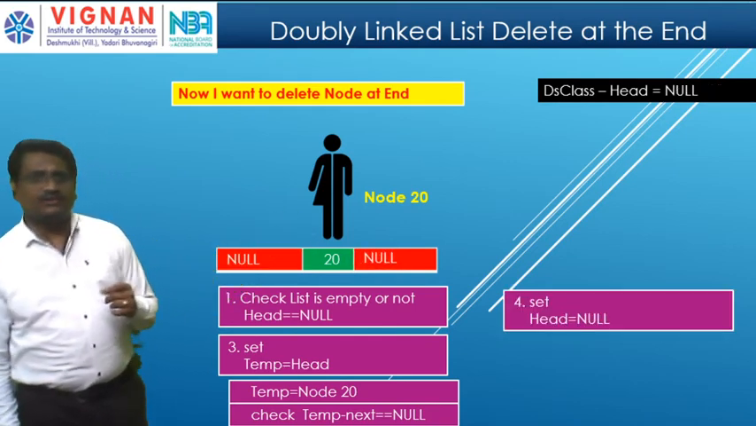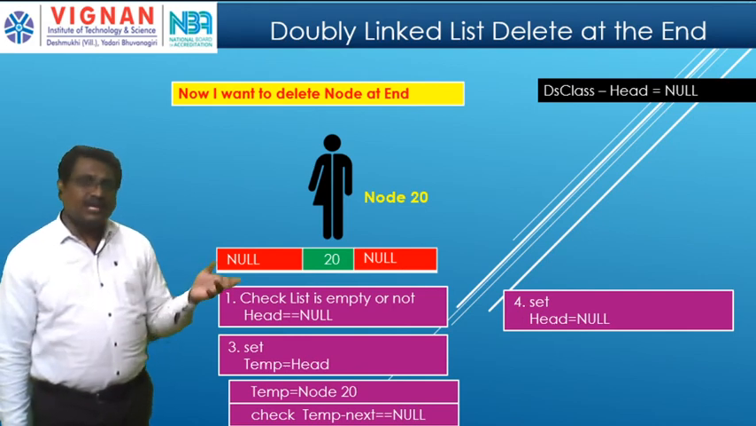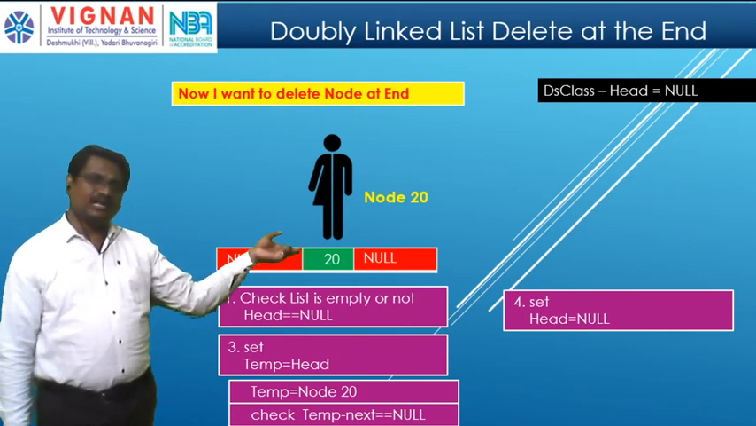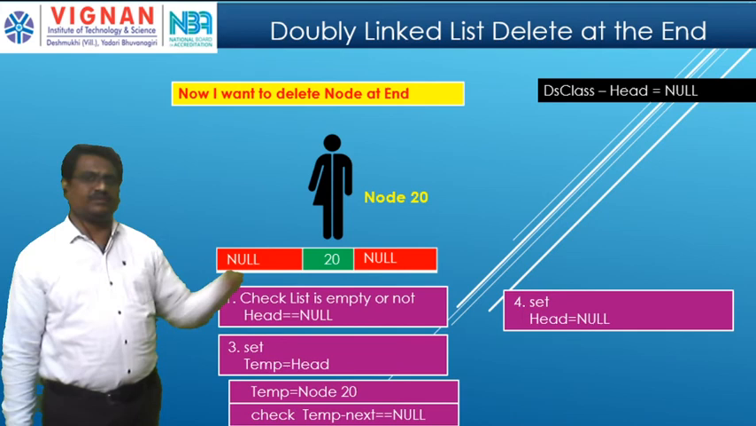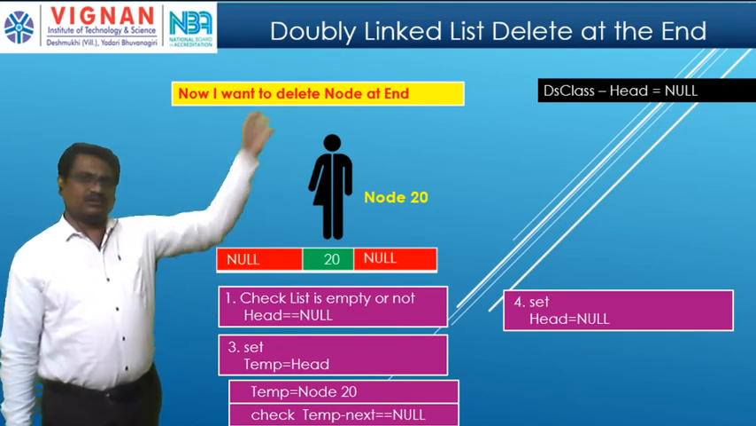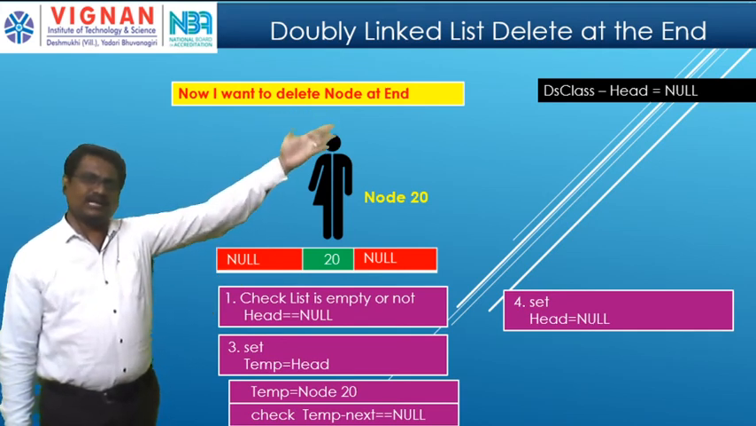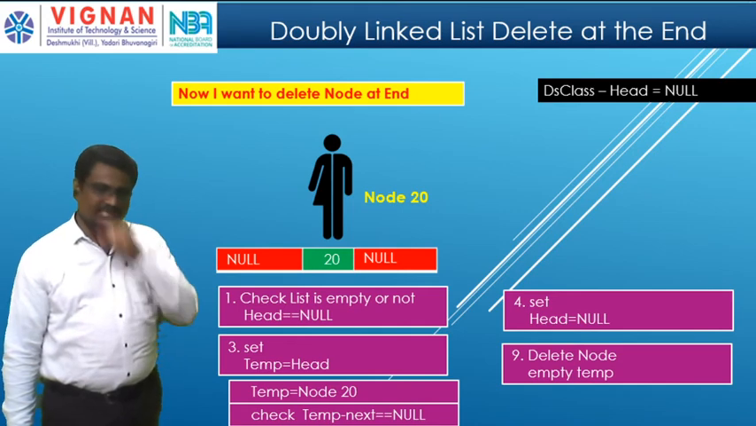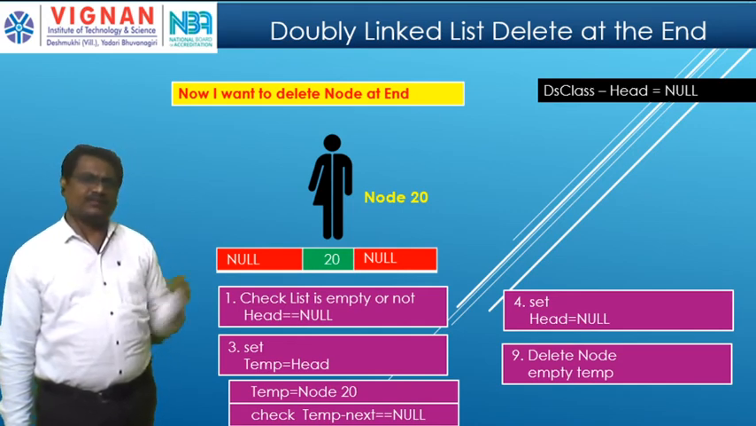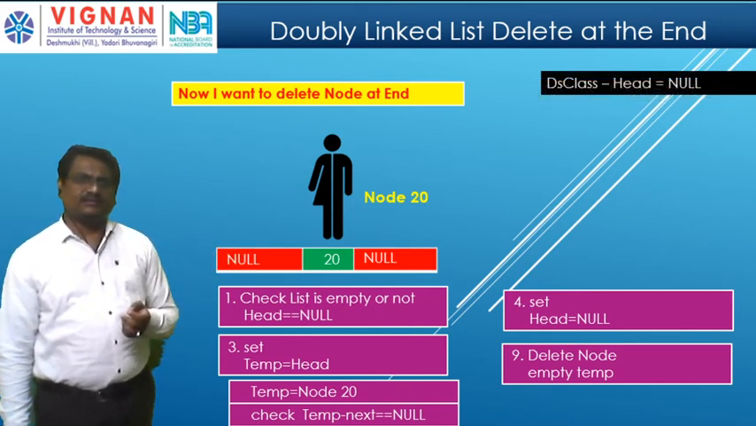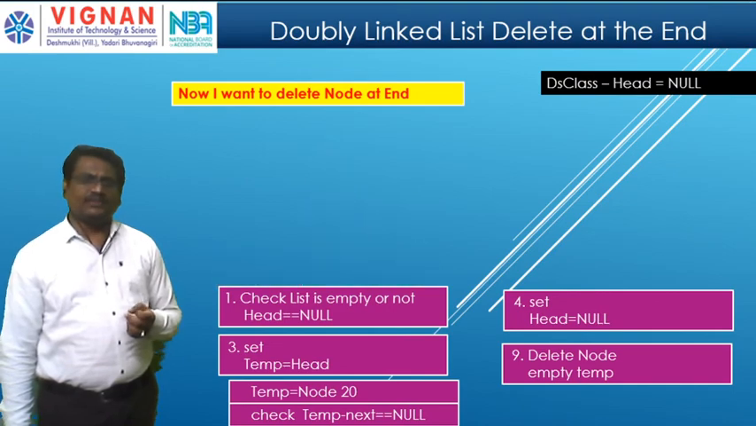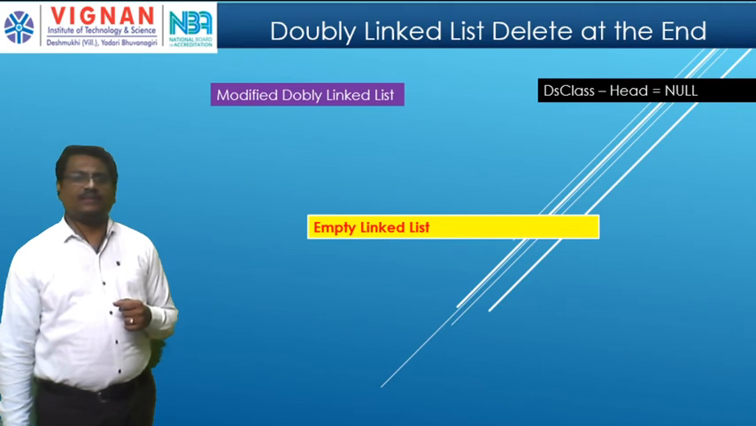So what I am going to do? Next, I am emptying the linked list. Why? Because the only element I am deleting. That means the linked list will become null. So here I will put head equals to null. Next, I am emptying the temporary variable. That means I am deleting the value. Now I successfully deleted. Now what will happen? Now this is the modified linked list.